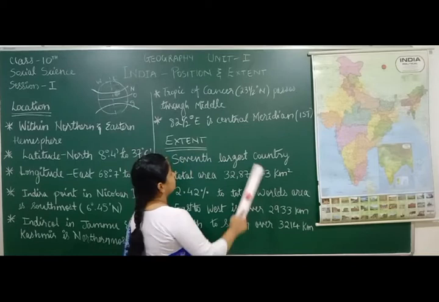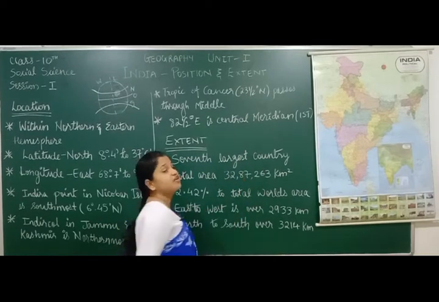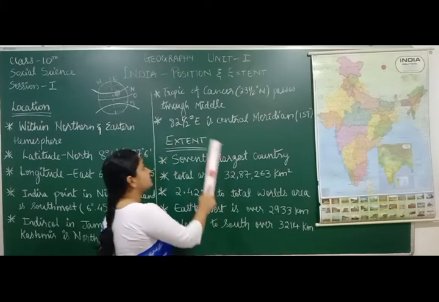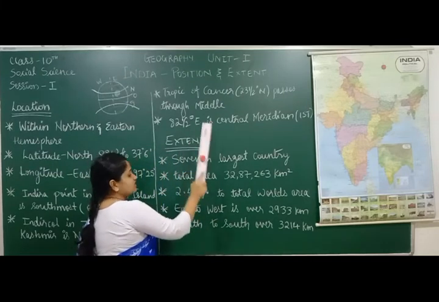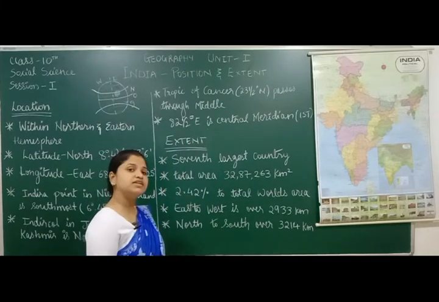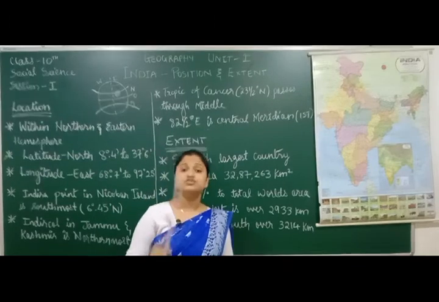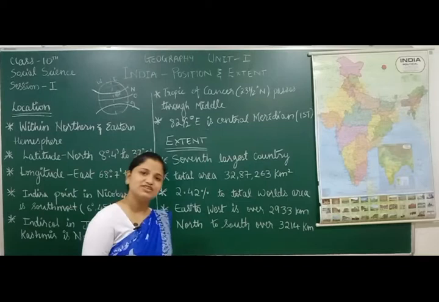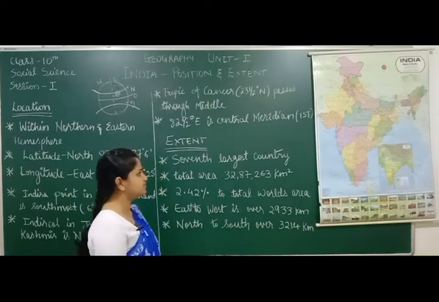With the help of the central meridian. What is the degree of the central meridian? That is very important here. It is 82.5 degrees east. The central meridian is 82.5 degrees east here. Is this clear to you?